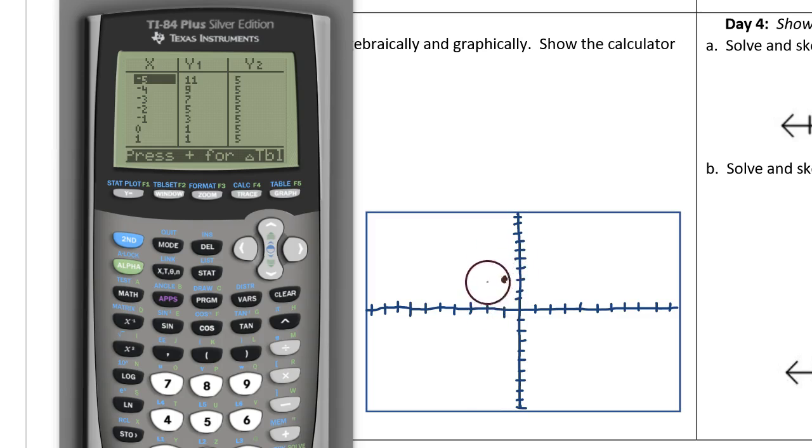I see that negative 2, 5 is on there. I see that 0, 1 is on the curve. That 1, 1 is on there. If I scroll down a little bit, I can see more x values. For instance, 2, 3. I think this is the V shape.